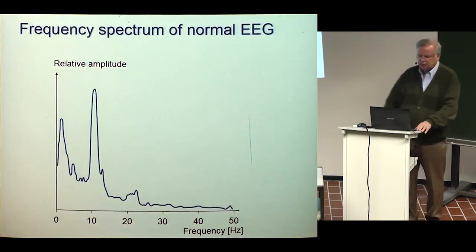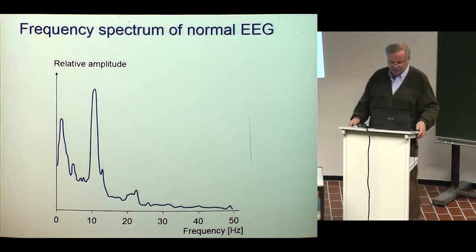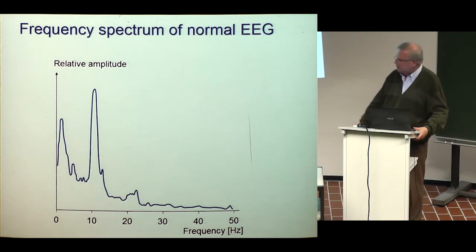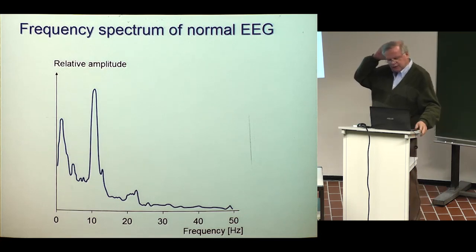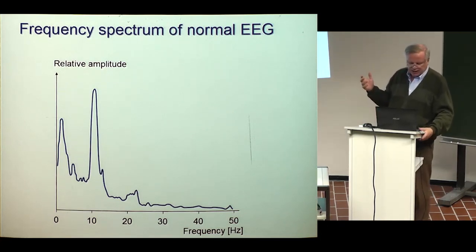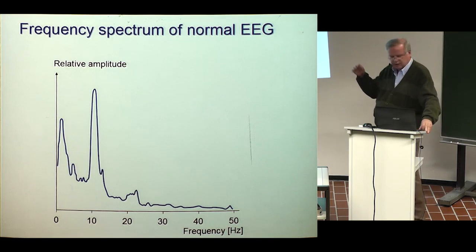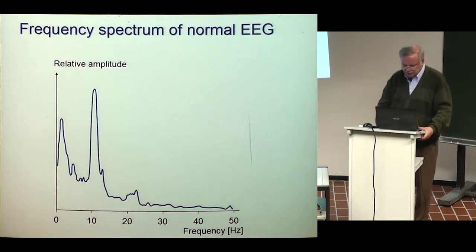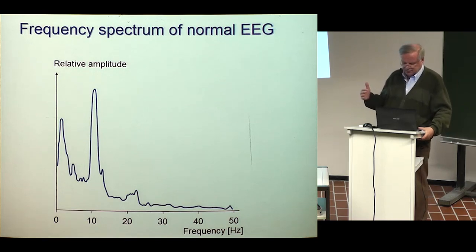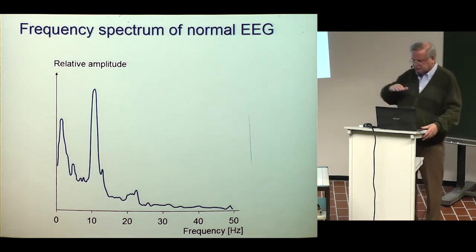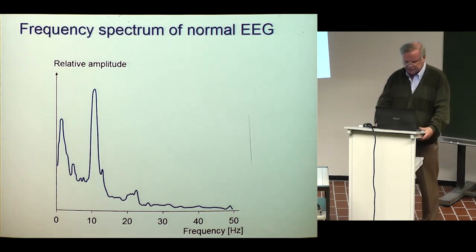What kind of electric generator is the brain? Here is a frequency spectrum of a normal EEG. You find that there is a dominating frequency at 10 hertz, which is the alpha rhythm coming from the back of the head, from the occipital region, and that exists when the patient is awake and closes the eyes. When opening the eyes, so much information comes to the brain that the dominating alpha rhythm disappears. But what you see here is that in the scalp EEG, the frequency band is below 50 hertz. The power of the recording decreases fast. Above 50 hertz, you don't find anything.